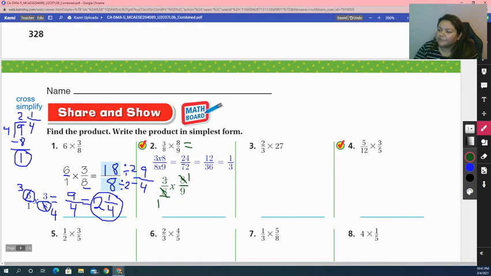Now I'm going to look at the opposite side, 3 and 9. I know that 9 is a multiple of 3, so I can definitely divide 9 by 3 and 3 by 3. If I divide 3 by 3, that is equal to 1. If I divide 9 by 3, that is equal to 3. So now after I do that, I multiply my simplified fractions. 1 times 1 is equal to 1, and 1 times 3 is equal to 3. See how I got the same answer? But it was much easier when I cross simplified.